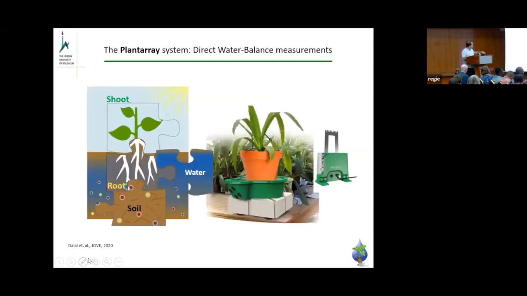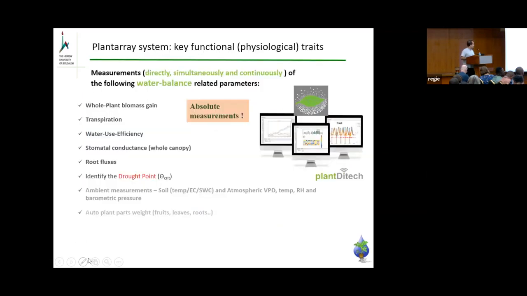Also, this allows the system to separate between the shoot transpiration, root flux, and water in the soil. So we actually have 3 different parts of the puzzle separately. We can use each one differently, and we can do it continuously and simultaneously to all the plants together. We measure biomass, transpiration, water use efficiency, stomatal conductance of the whole canopy. I want to mention all of these parameters we measure are absolute, which means real numbers, ml per minute, for the whole canopy, not coming with a LI-COR. It's the whole plant, which I think is much more important.